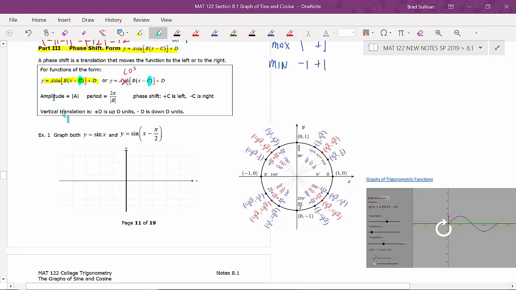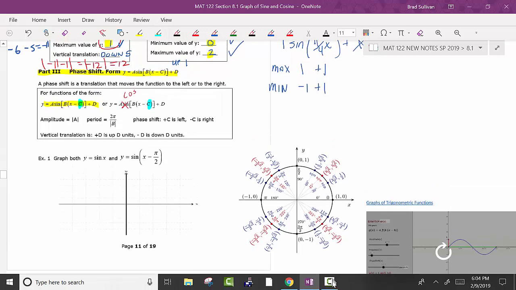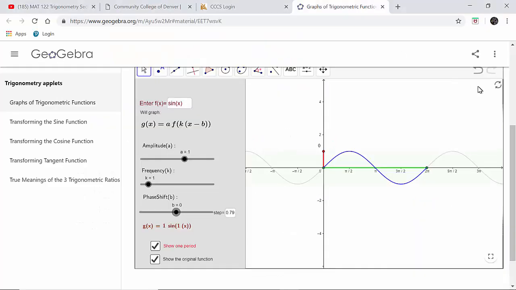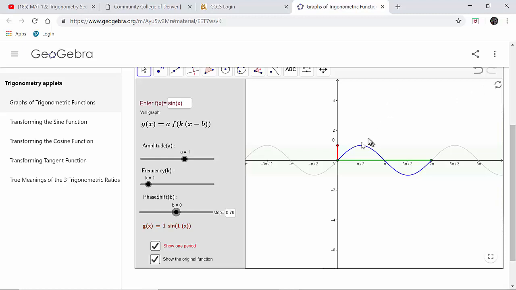So just to review, we learned how to do the amplitude. The amplitude is the number a. The period, the formula is 2 pi over absolute value of b. That changes the period. And then the d is a vertical translation up or down. So I'm going to run through this website that we've been looking at. And this is kind of the standard here. So I want you to watch this. This is a quick review.